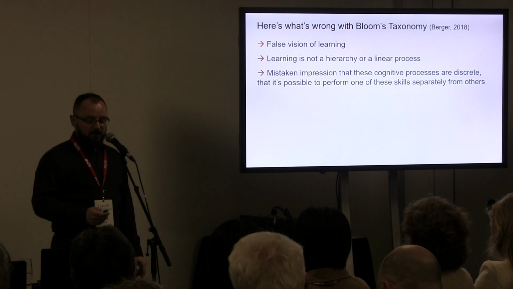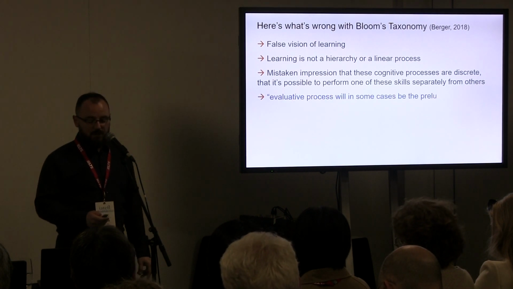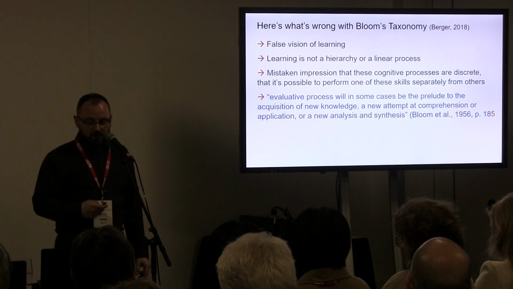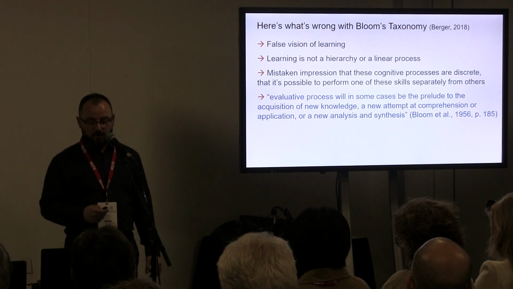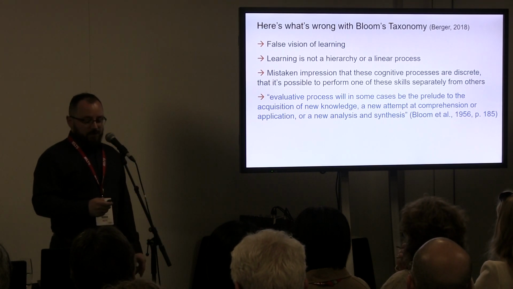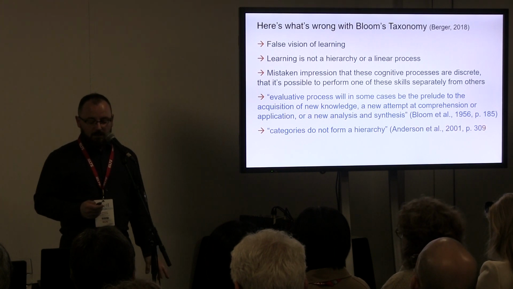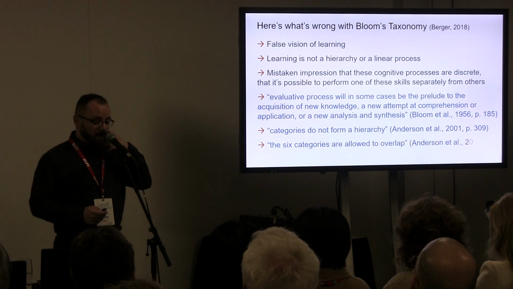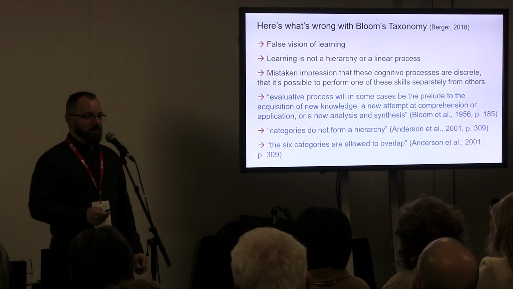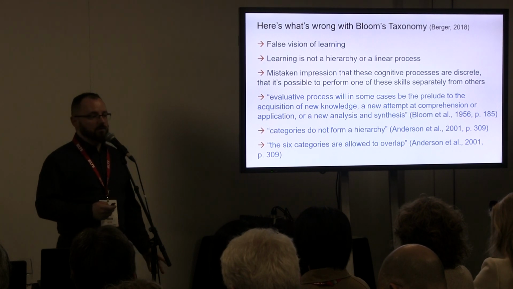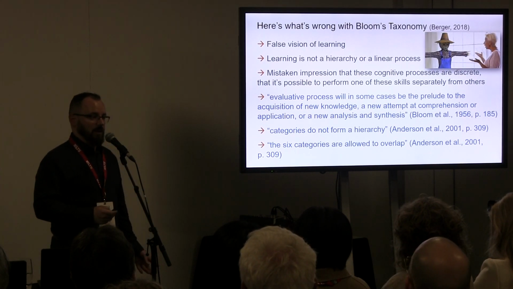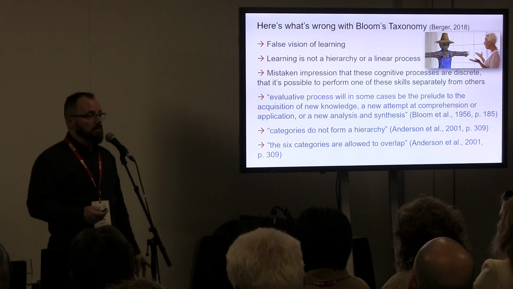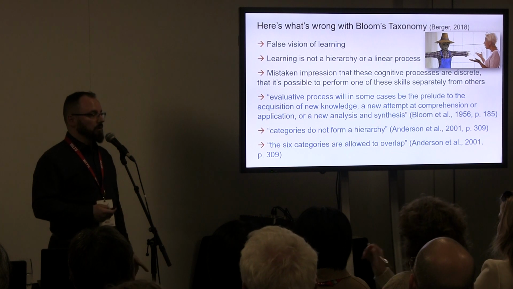Even the original 1956 taxonomy recognizes that evaluation can be a prelude to the acquisition of new knowledge, new attempted comprehension or application, or new analysis and synthesis. The authors of the revised taxonomy explicitly say that the categories do not form a hierarchy and that they are allowed to overlap. So this argument that Bloom's taxonomy presents a false vision of learning is a straw person argument. The authors never claimed that the learning is a linear process, or that the skills can be performed independently.